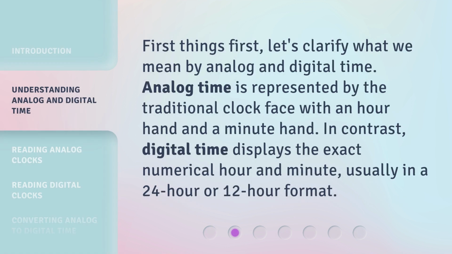First things first, let's clarify what we mean by analog and digital time. Analog time is represented by the traditional clock face with an hour hand and a minute hand. In contrast, digital time displays the exact numerical hour and minute, usually in a 24-hour or 12-hour format.